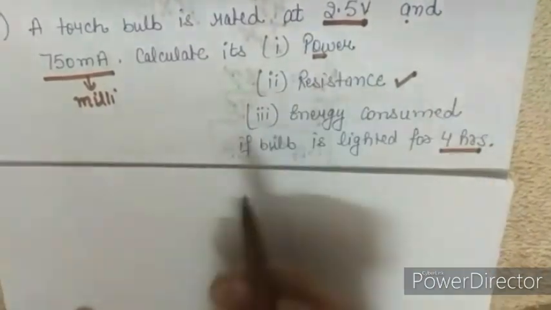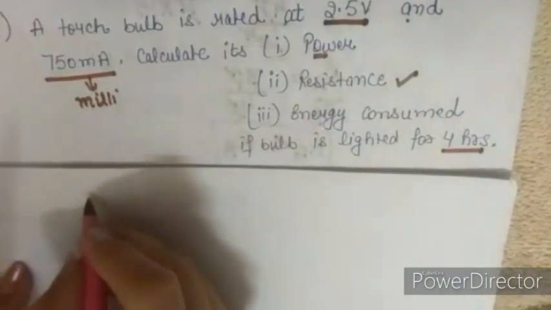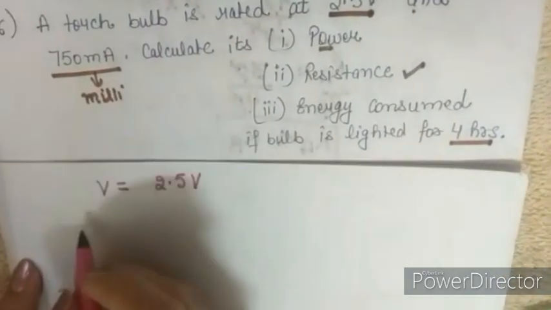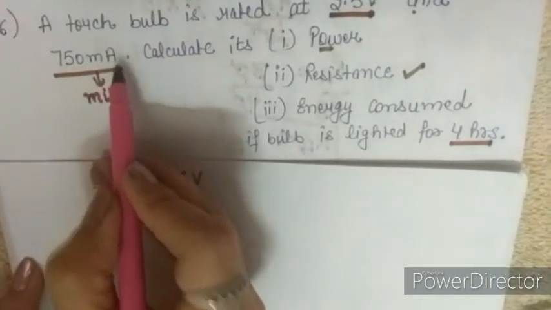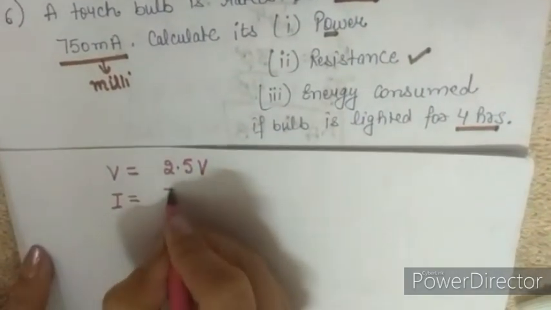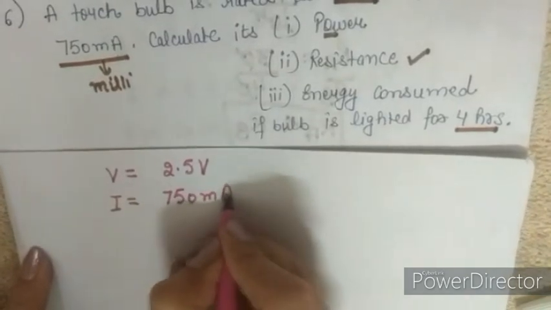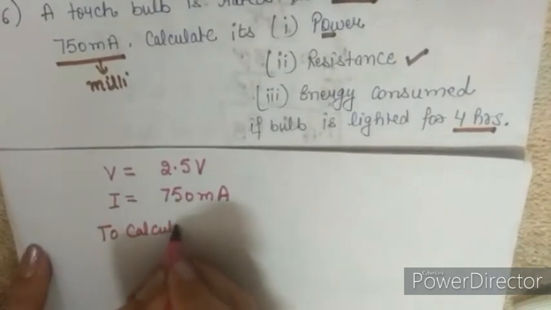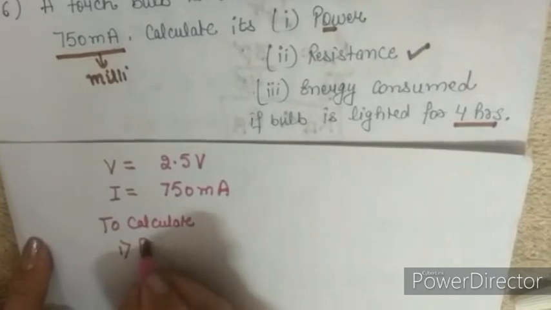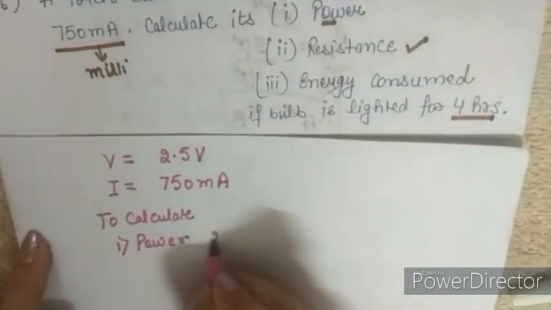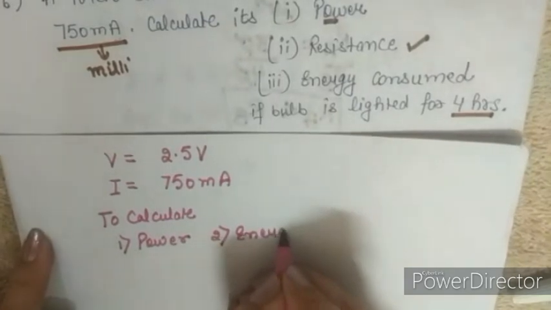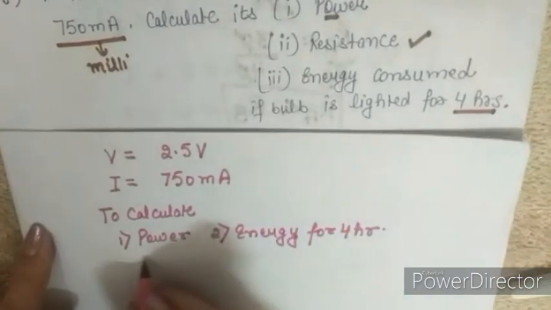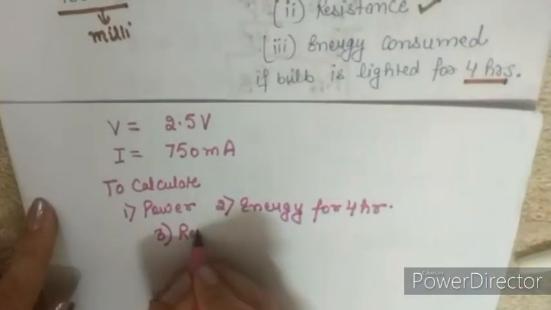So the things given to us are V is equal to 2.5 volts, and 750 milliampere, that is current. So I is equal to 750 milliamperes. What we need to calculate? First is power, second is energy for 4 hours, and the third one is resistance.